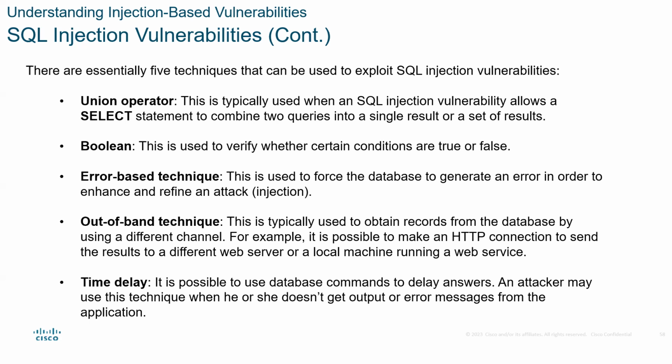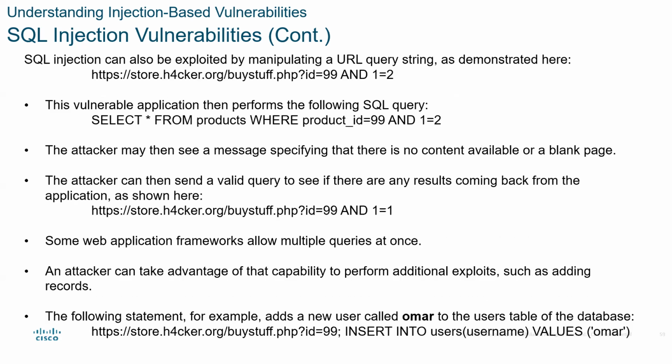Okay, so let's go on to look at how SQL injection can be manipulated. SQL injection can also be exploited by manipulating a URL query string, as demonstrated here. So let's try to see what this means. There's an HTTPS store.hacker.org/buystuff.php with the ID 99 and 1 equals 1, so this is a Boolean. The vulnerable application then performs the following SQL query. This is what it does.